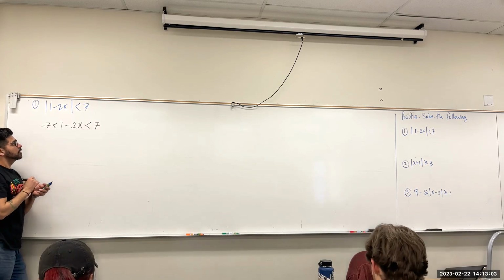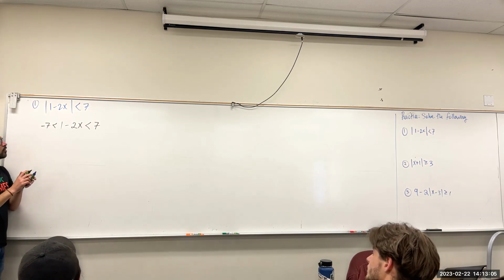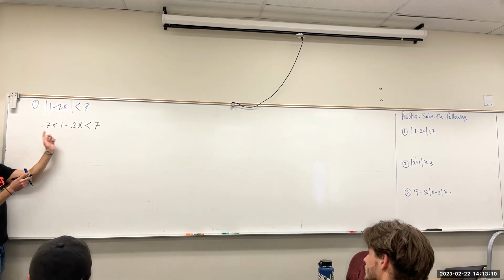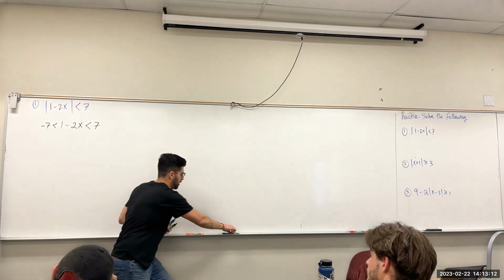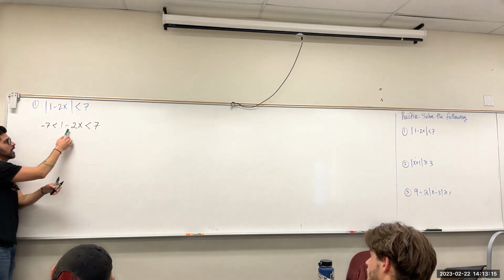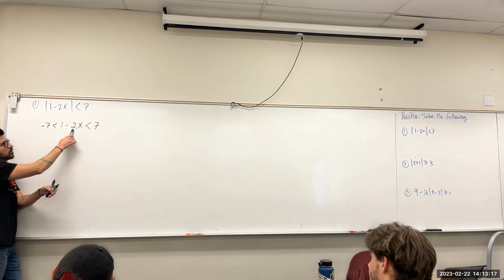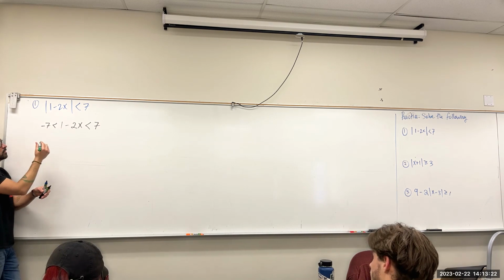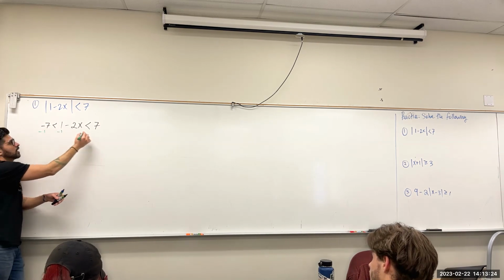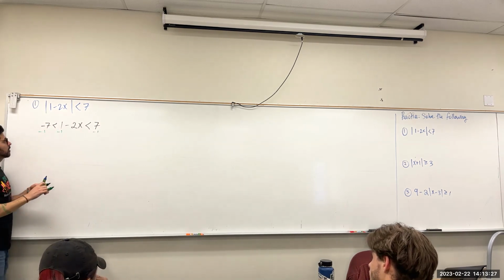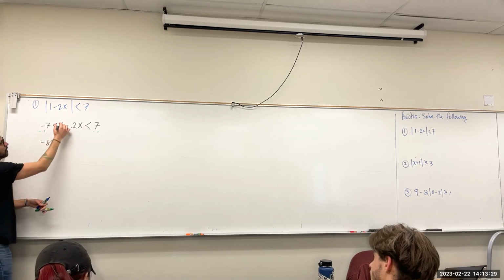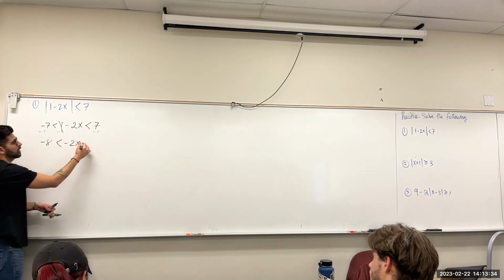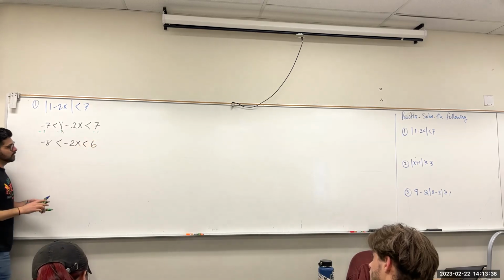Okay? But yeah, you guys are right, you've got to be careful here. So what do I attack first to isolate X? Do I attack the 2 or the 1? That's one thing I'm seeing some people do. You want to first get rid of the 1, because the 2 is being multiplied with the X. So to get rid of the 1, subtract 1 on all sides of the inequality. So then this becomes -8. This sucker's gone. Don't forget that negative. Bring it down. 6.